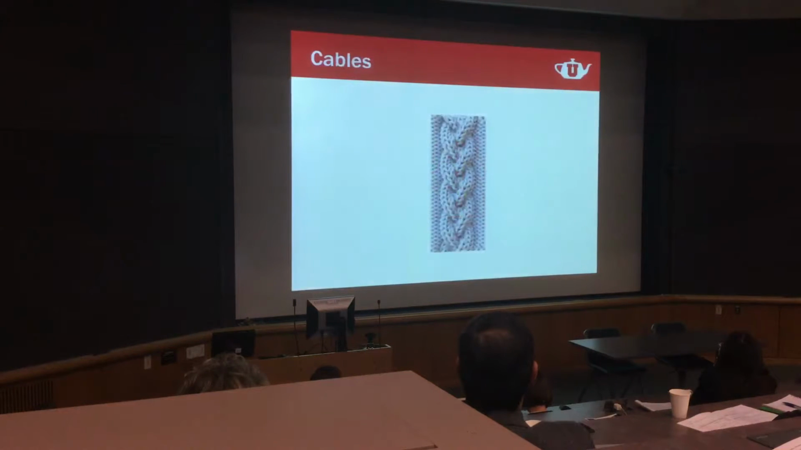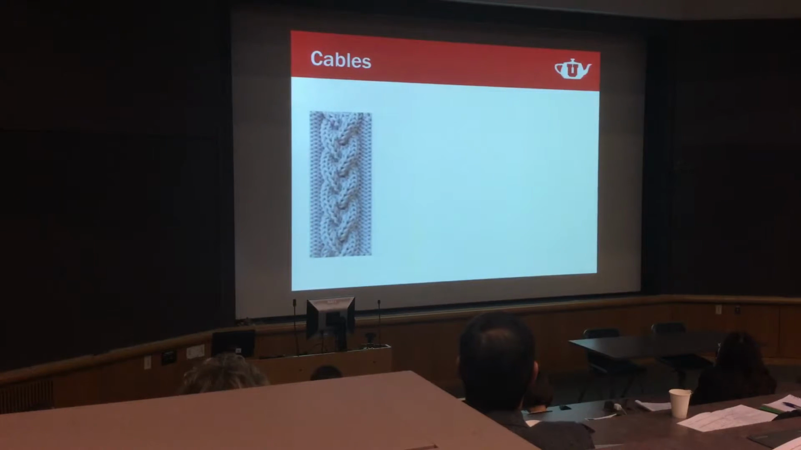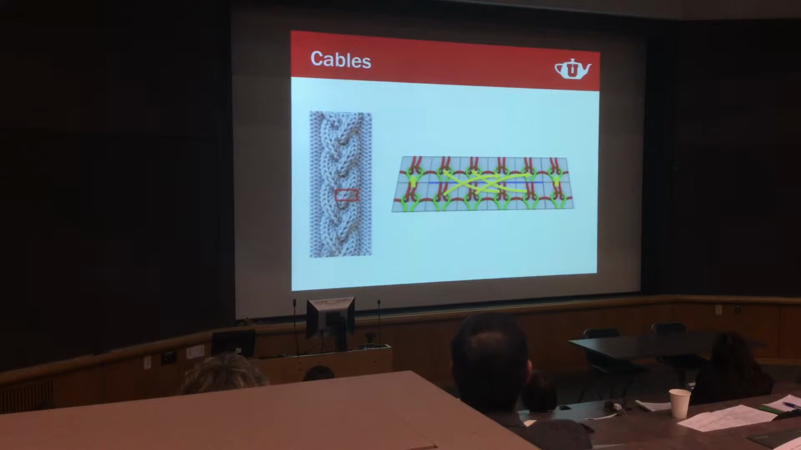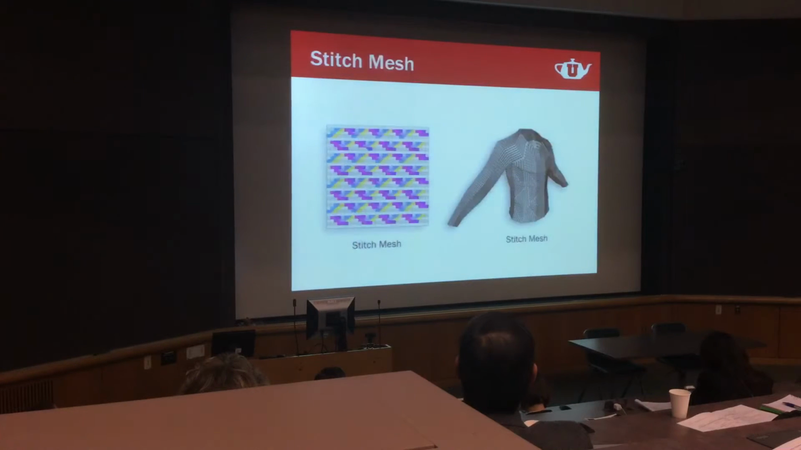And we can represent cables as well. So if you look at a little section of this cable, we see that it's formed by changing the order that the stitches are connected to the ones on the next row. And this order can be encoded with a special cable face. Now, in the user interface, we use a special cable edge to store this information, and the cable face is introduced automatically only when it's needed. So this is basically what a stitch mesh looks like.